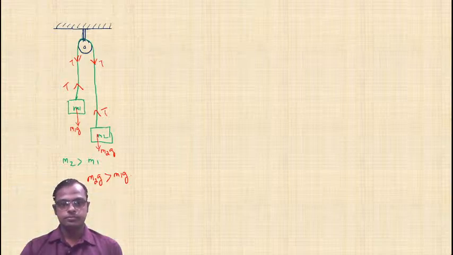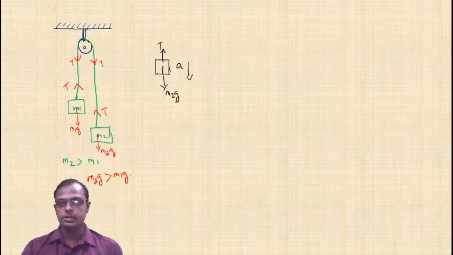Therefore, we can consider what is the resultant force acting on M2. In order to find the resultant force acting on M2, let's draw once again the free body diagram. M2G is acting downward and tension is acting upward, but the body is now accelerating downward. So definitely you can say M2G is greater than tension. What is the resultant force formula? F is equal to Ma.